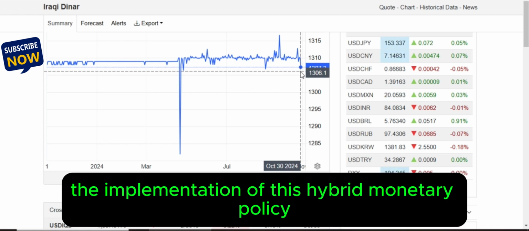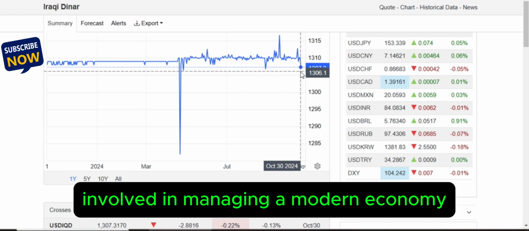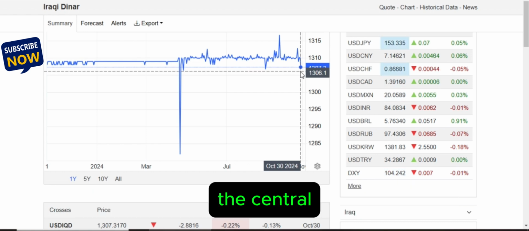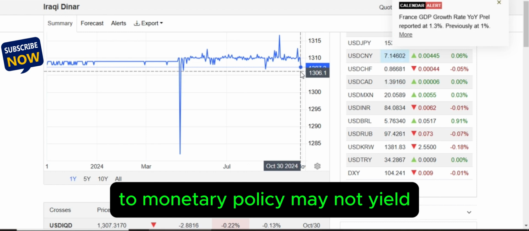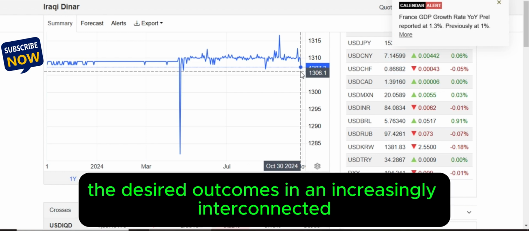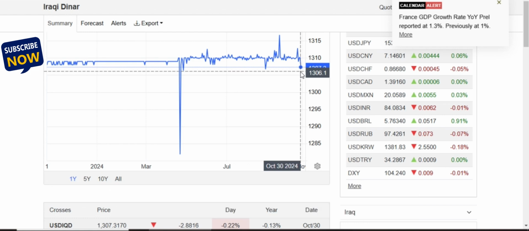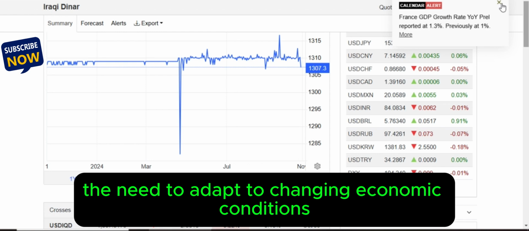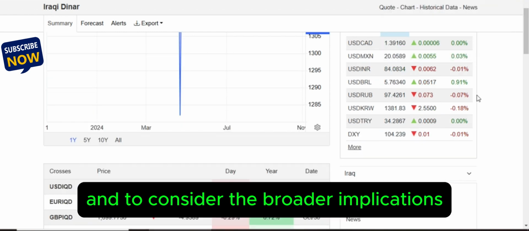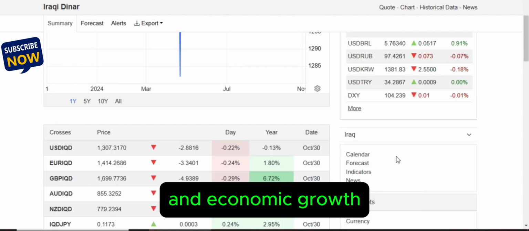Furthermore, the implementation of this hybrid monetary policy indicates an awareness of the complexities involved in managing a modern economy. The central bank is recognizing that simplistic approaches to monetary policy may not yield the desired outcomes in an increasingly interconnected and dynamic global environment. By employing a hybrid strategy, it acknowledges the need to adapt to changing economic conditions and to consider the broader implications of its policies on financial stability and economic growth.